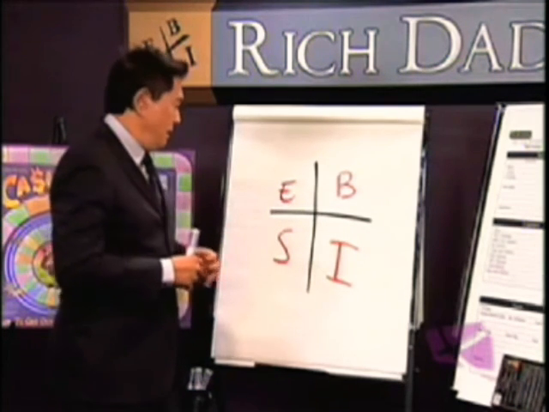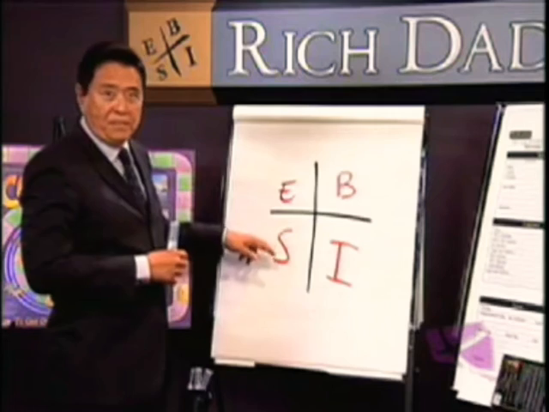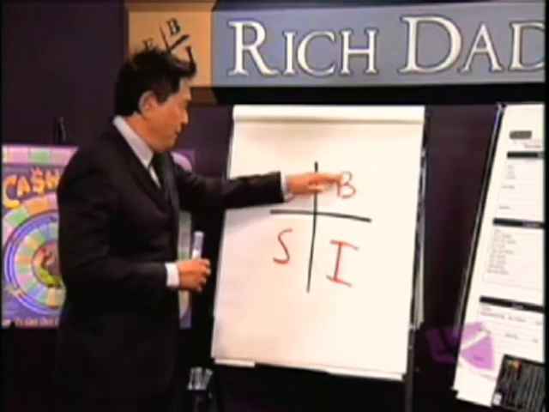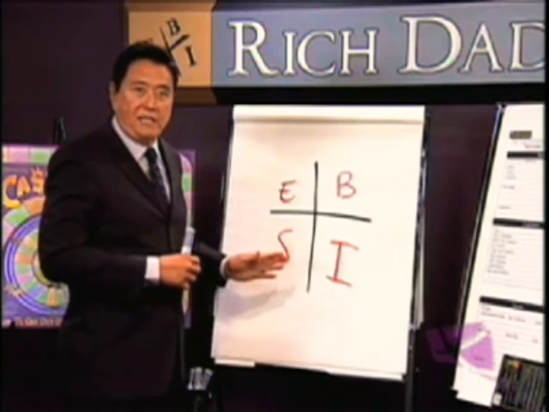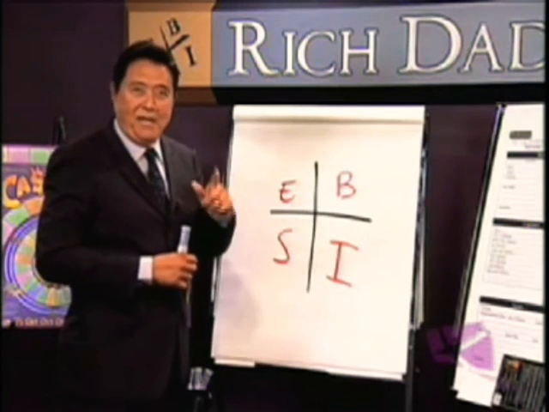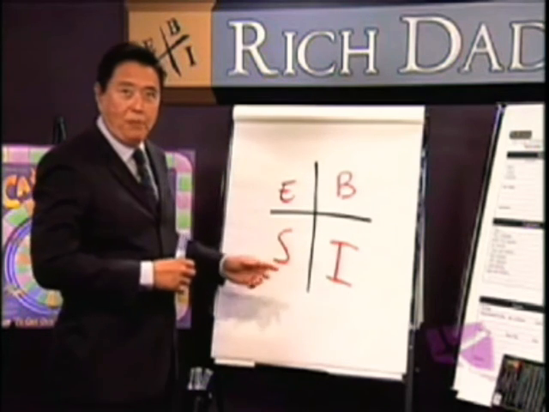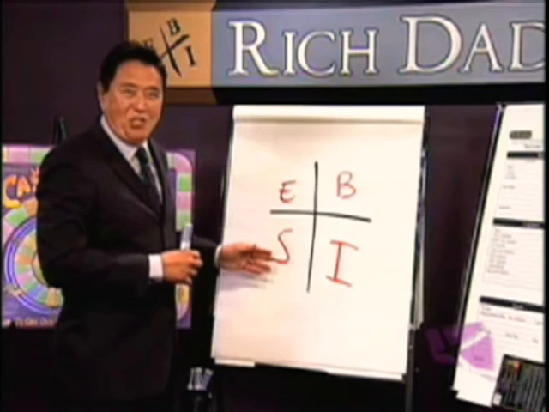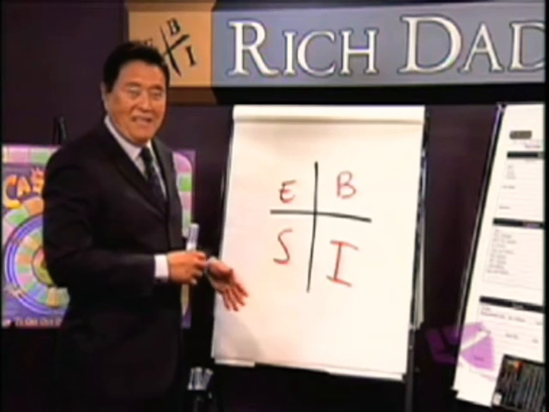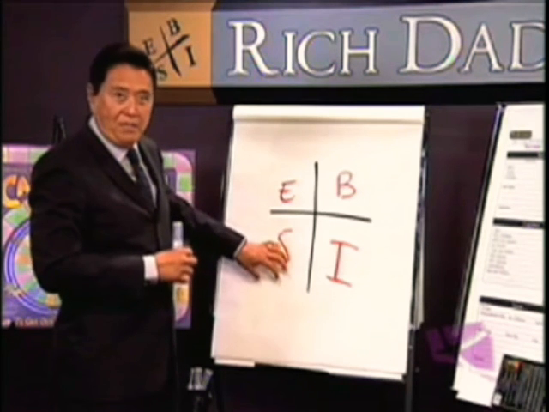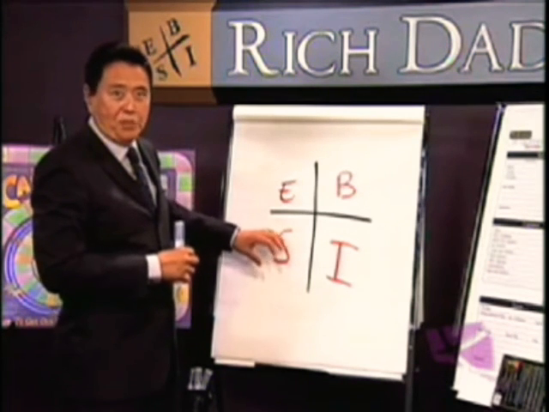An S, or small business or specialist, uses different words. The words they say are, if you want it done right, do it by yourself. That's why it's called self-employed. They stay small. Or they say, I want to do my own thing, I just want to be my own boss. That's why they're S's, and they're generally under 500 employees, or small business or solo.